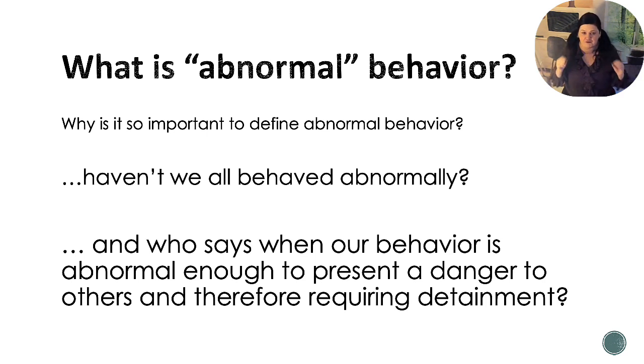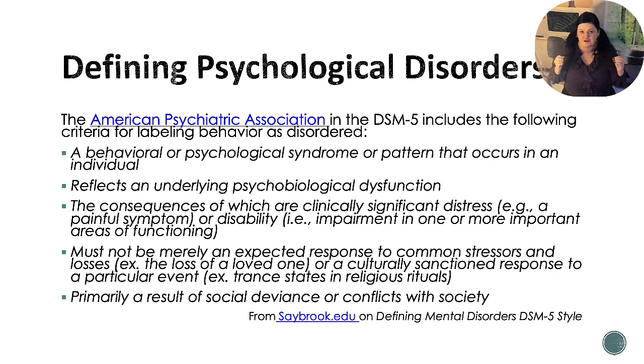It's important for you to kind of see that in the DSM-5, following criteria for labeling behavior as disordered, 4Ds are super important, right? So a disorder is a behavior or a psychological syndrome or a pattern that occurs in an individual, and it reflects some kind of underlying psychobiological dysfunction. So the consequences of which are clinically significant distress.